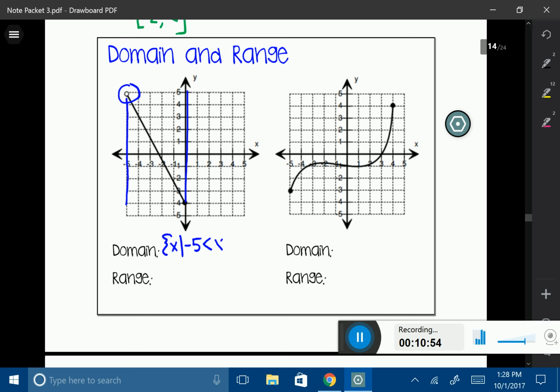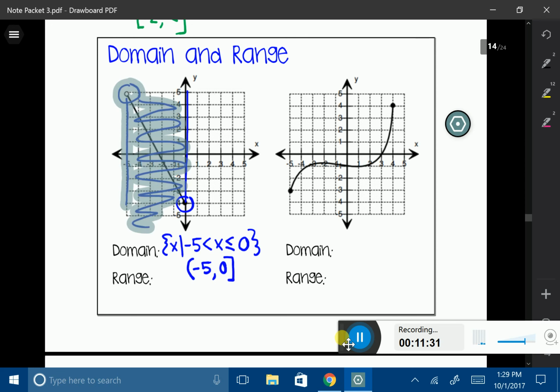Followed by an x. Now, my highest value is going to be 0. So I'm going to say that it also includes, it's less than or equal to 0. What this is saying is all the domain values are in between these two numbers. If I were to write that in interval notation, it would look like this. I would use a parenthesis because my -5 is not included. And then I would end it with a 0 and I would end it with a bracket because it is included in my domain.